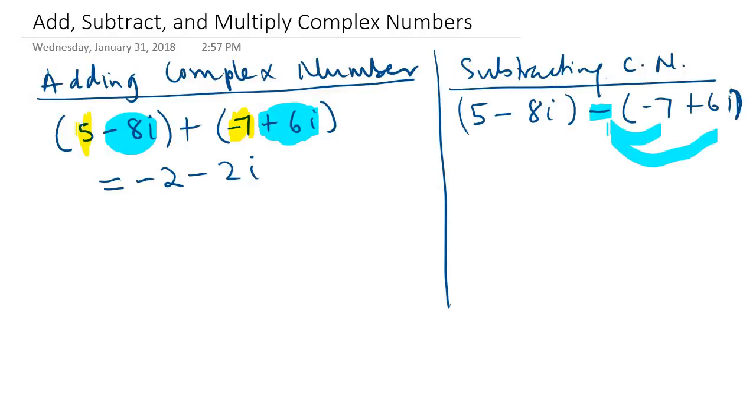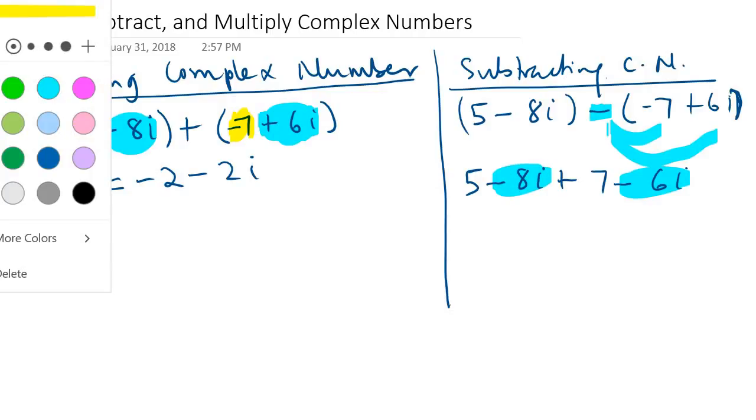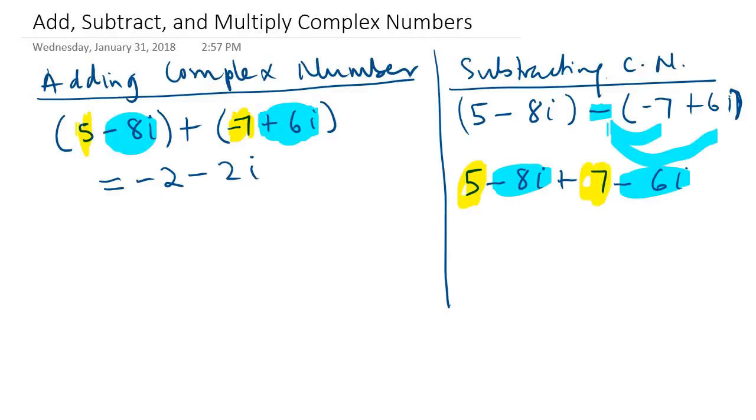The first thing I will do is copy the first one. There's nothing to do with it. And now negative 1 on the outside times negative 7 will be plus 7. And then negative 1 times 6i will be negative 6i. Now I am ready to start adding the real part with the real part and the imaginary with the imaginary. So the subtraction sign has turned the sign of every number in the second complex number to the opposite. That's the only thing that you're doing with subtraction.